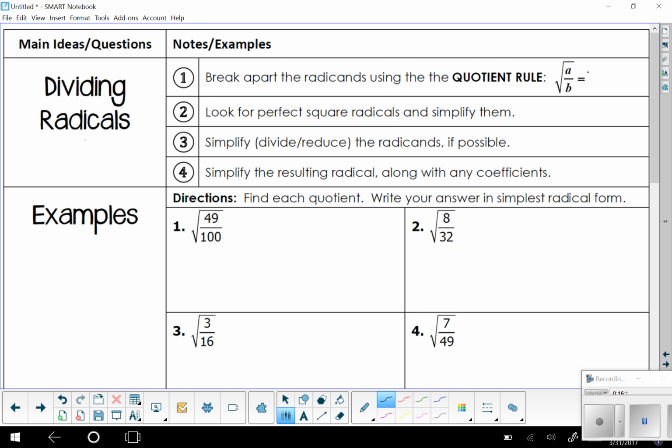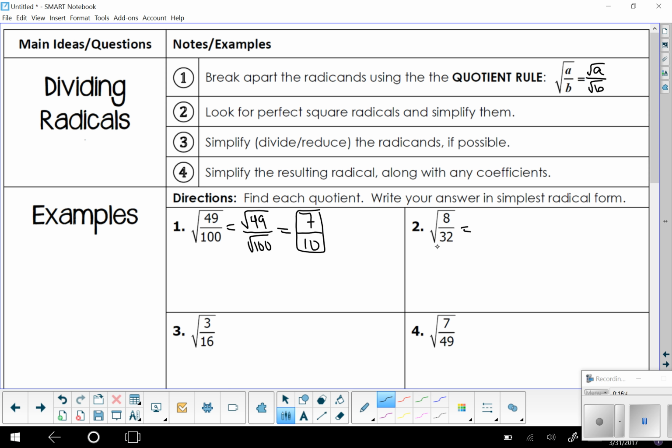So it would be the square root of A over the square root of B. Sometimes it's to your benefit and sometimes it's not. So for number 1 down here, we break it up. Square root of 49 over the square root of 100. What's the square root of 49? I hope you said 7. Square root of 100, 10. That's your answer.